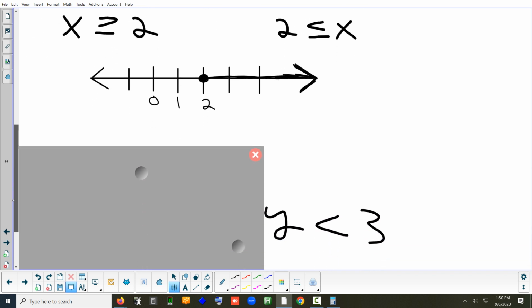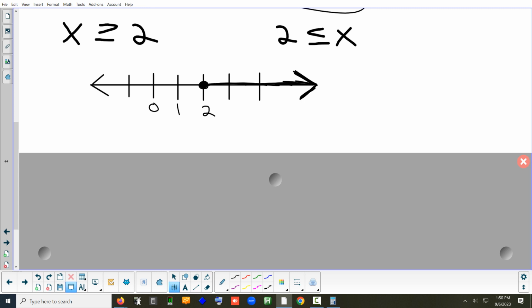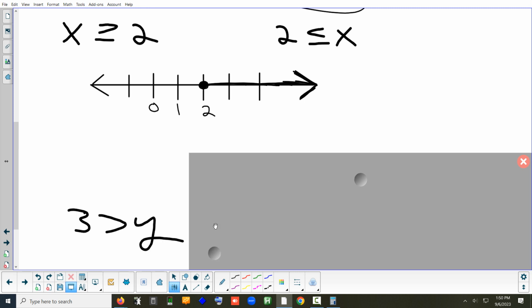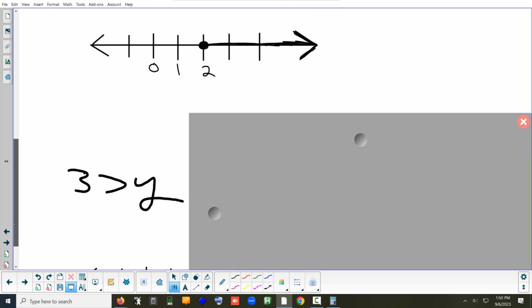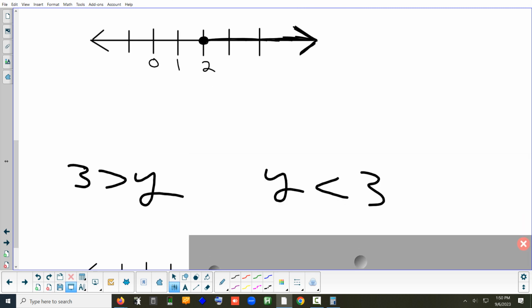All right, let's try this one. All right, and let's say they gave it to you that way. First, could anyone tell me how I fix it so it's written the way we like it with the letter on the left? Yeah, Isaiah? Y is less than 3. Yep, y is less than 3.